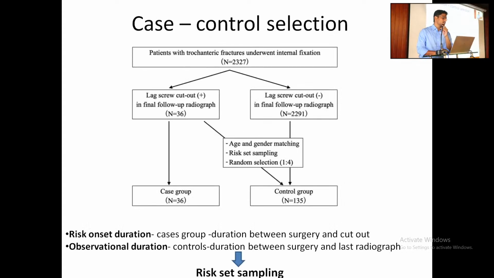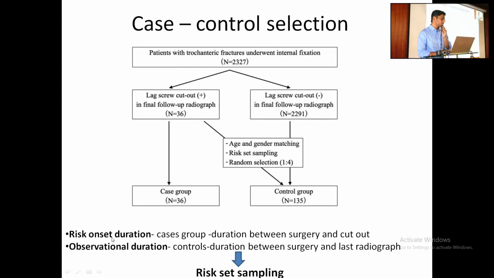Following this inclusion and exclusion criteria, in total they have selected 2327 patients. Out of these patients, they have seen screw cutout in 36 patients, and they have considered this as a case group. The remaining 2291 patients are taken as candidates for controls, not as controls.